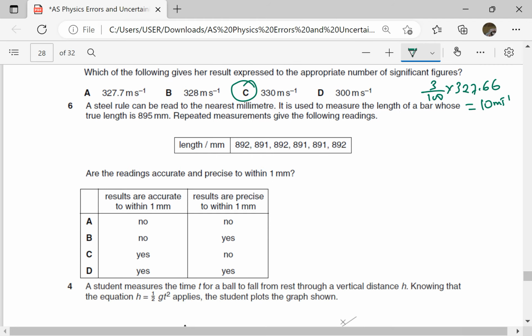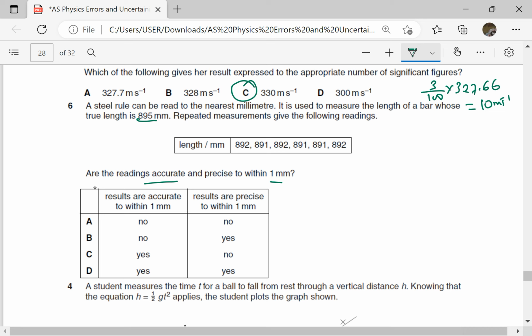A steel rule can be read to the nearest millimeter. It is used to measure the length of a bar whose true length is 895. Repeated measurements give the following readings: 892, 891, 892, 891, 892, 892. So they are not accurate because the average is not 895. Are the readings accurate and precise to within 1 millimeter? The average of this is around 2 to 3 millimeters. It is actually 3 millimeters away from 895.